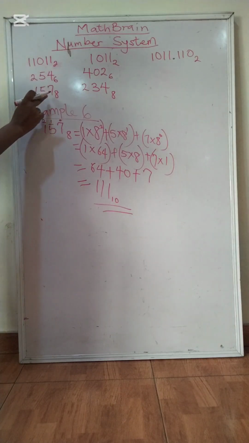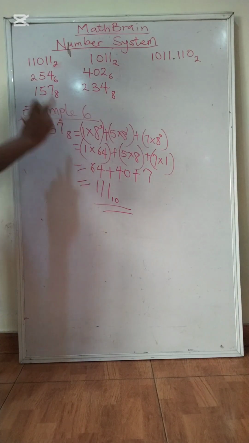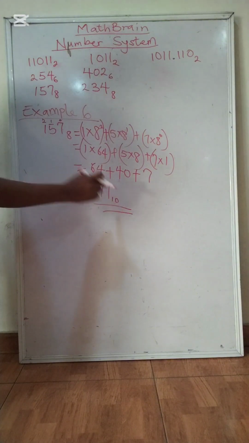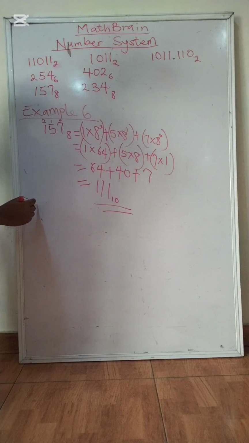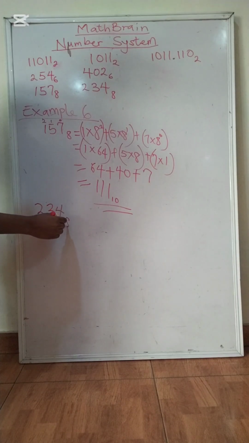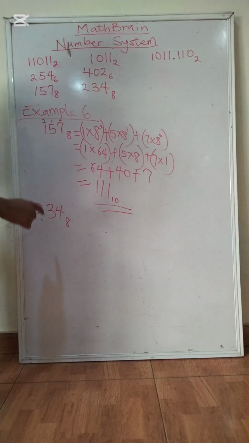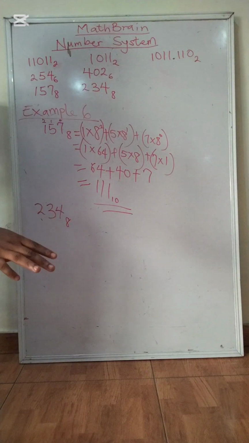Yes, and that's it for 157 base 8. We've been able to convert it to 111 base 10. Now the last example is supposed to be 234 base 8. I'm supposed to solve that, but I'm not going to do it. I want to see your answers in the comment section. So please solve this and leave your answer in the comment section.